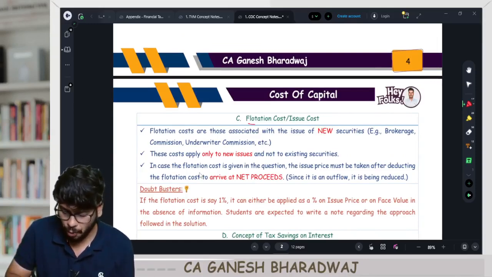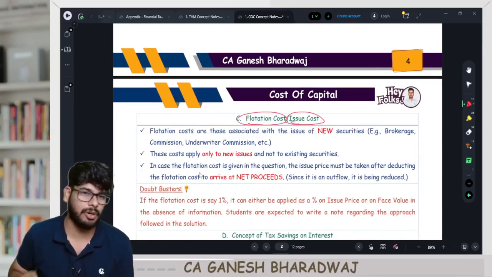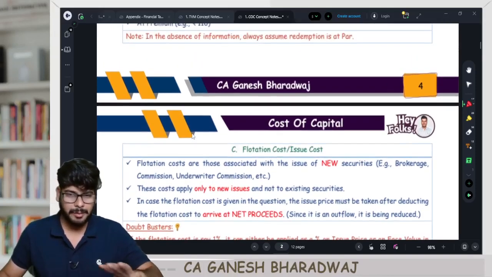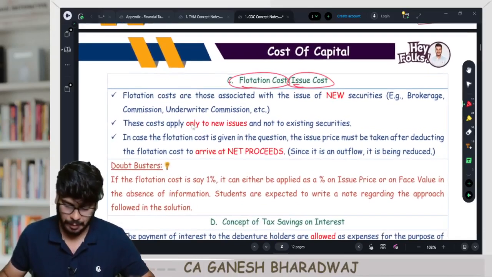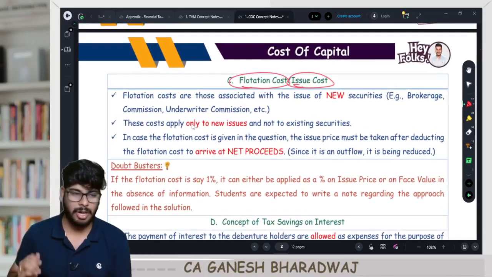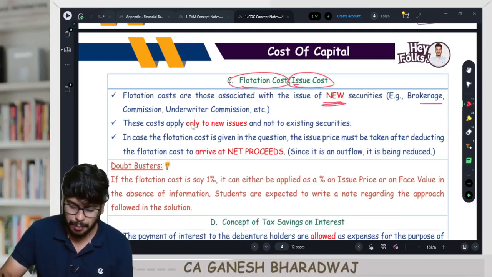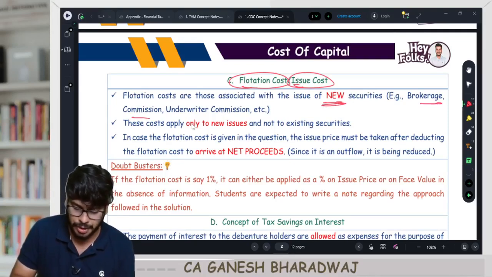Now, here comes the one unique component that you need to know: the concept of flotation cost or issue cost. What do you mean by that? Flotation costs are those costs which are associated with the issue of new securities. Example: brokerage, underwriter commission, etc.